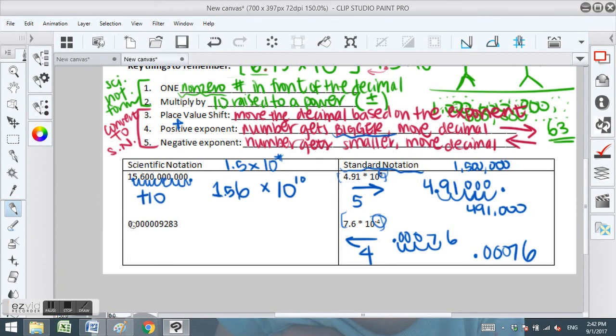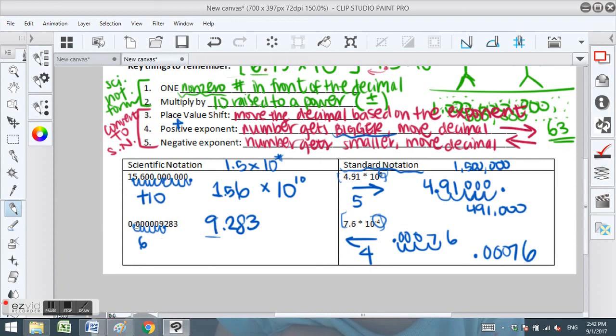Over here, we have a decimal. And so we need to move this decimal so that there's one non-zero number in front of it. So 1, 2, 3, 4, 5, 6. So the 9 is in front of it. So we moved it 6 times, and we have 9.283. Notice that just because there's only one number in front of the decimal doesn't mean there's only one number behind the decimal. You can have as many numbers behind the decimal as you want, but there can only be one in front of the decimal.